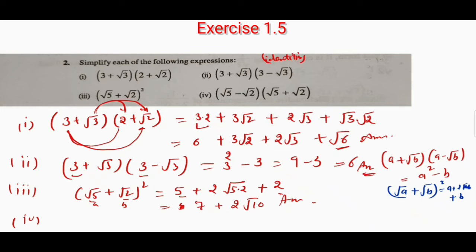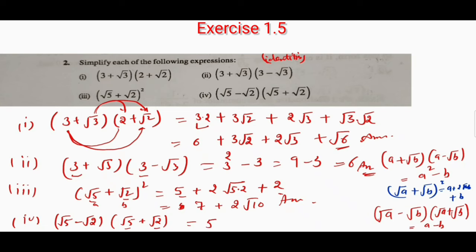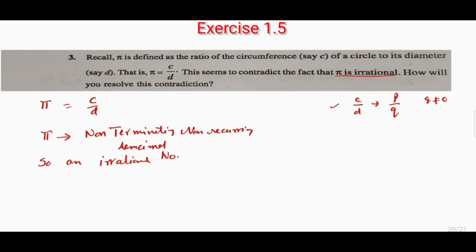Next we have square root of 5 minus square root of 2 into square root of 5 plus square root of 2. Here I will use this identity: square root of a minus square root of b into square root of a plus square root of b is equal to a minus b. Here a is 5 and b is 2. So this will become 5 minus 2, which is equal to 3. This is my answer.